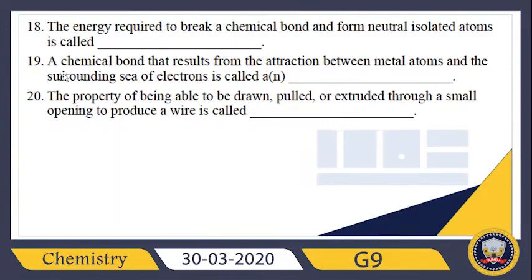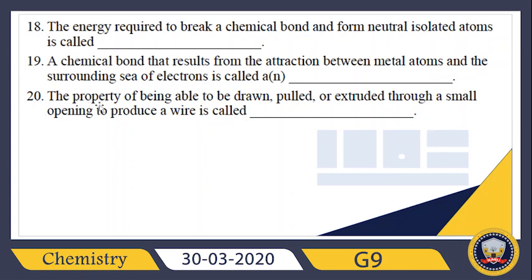Now, question 19. A chemical bond that results from the attraction between metal atoms and the surrounding sea of electrons is called, what is it? We saw a video about it. It is called metallic bonding. You can know from the sea of electrons. Or you can write metallic bond actually, because he's asking what is the chemical bond. So you can write a metallic bond.